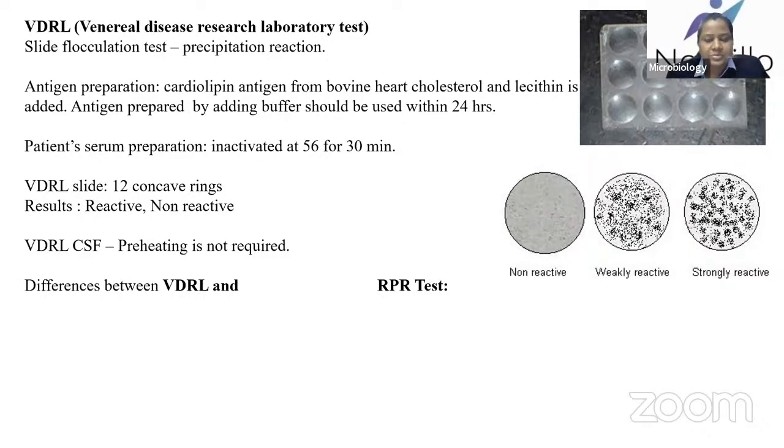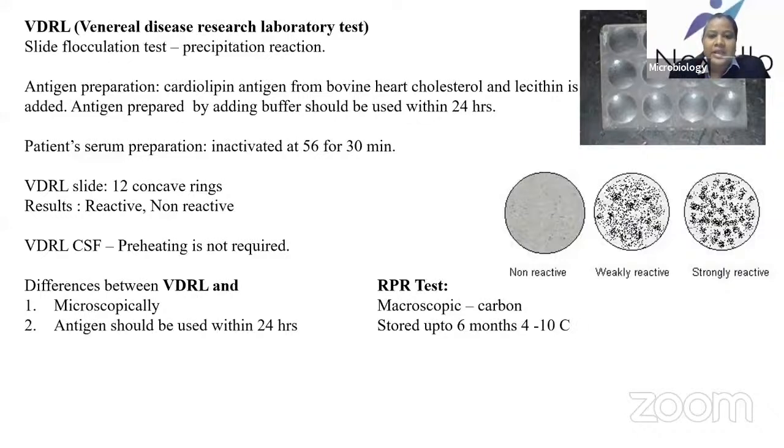Both are slide flocculation tests. There are some differences. To start with, VDRL test results are seen under the microscope. A light microscope is required with a low power field, 10x. Whereas in the RPR test, the results can be seen macroscopically because the cardiolipin antigen will be coated with carbon particles. So the results are seen macroscopically, and you don't need a microscope to see the results.